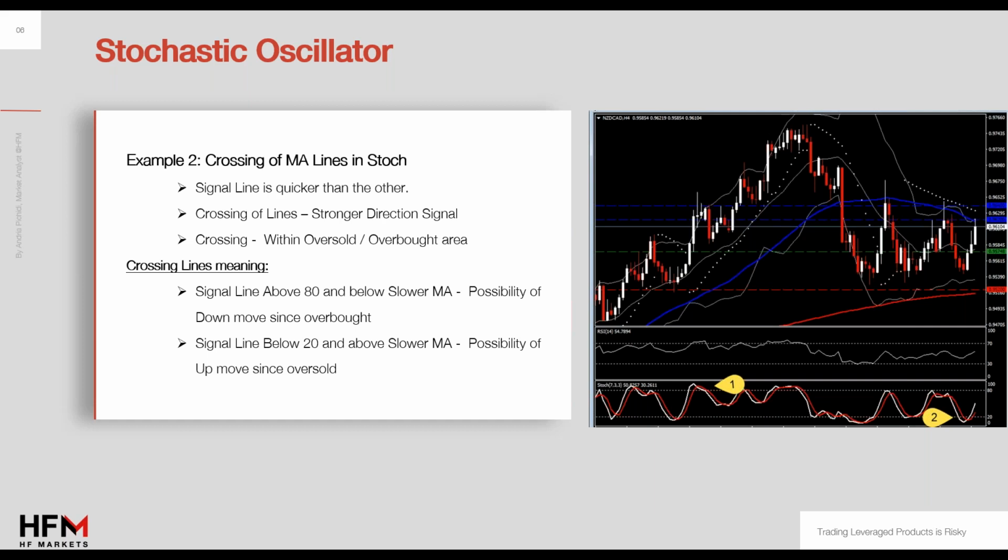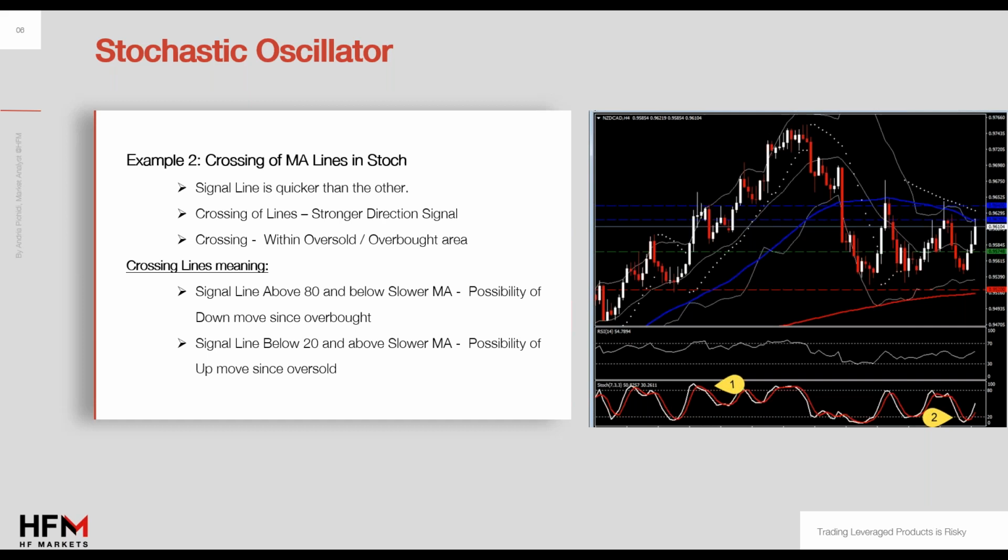Okay, another example. As I said, the fast line over here is the white one. The slow one is the red one.